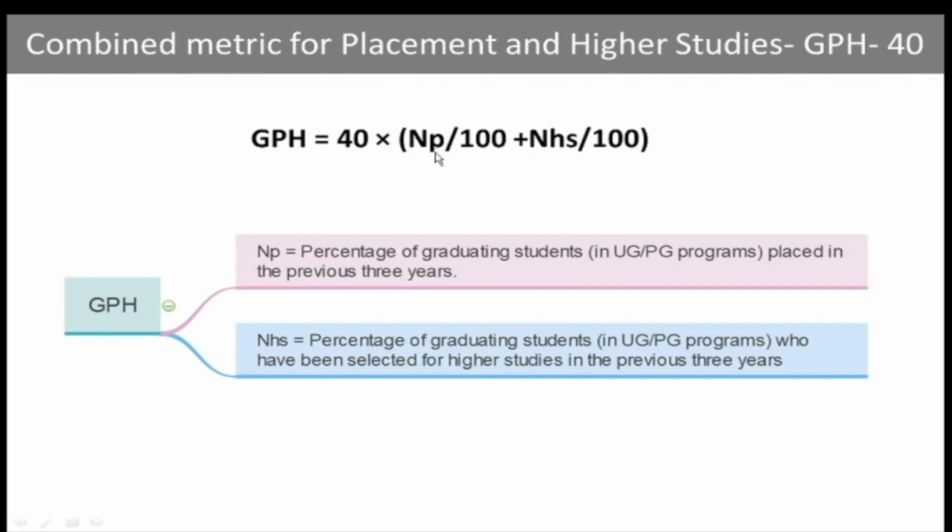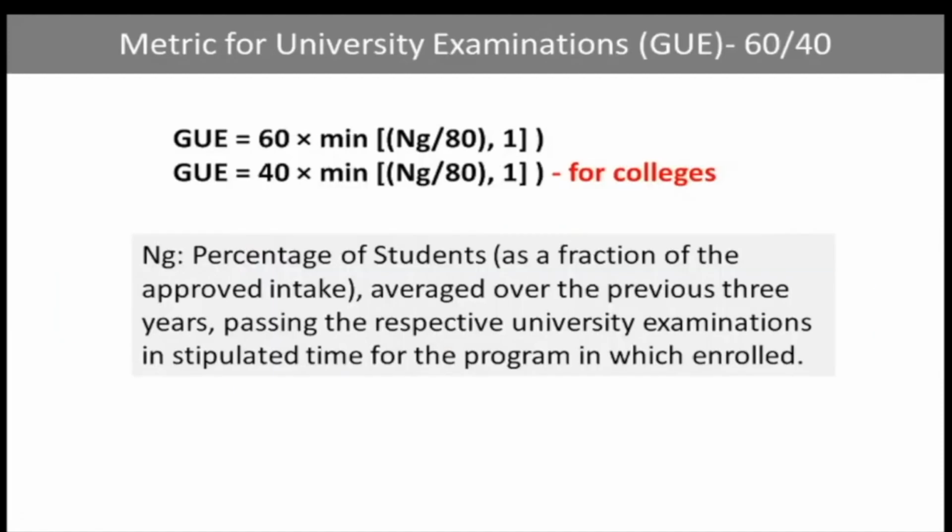NP is the number of placements amongst the graduating students and NHS is the number of students who are going for higher studies. So the percentage of graduating students who are placed is NP and the percentage of graduating students who go for higher studies is NHS. So if you are having your students distributed between the placed students and the students going for higher studies, you will get the maximum marks under this metric.